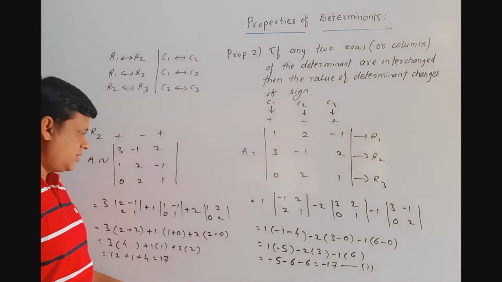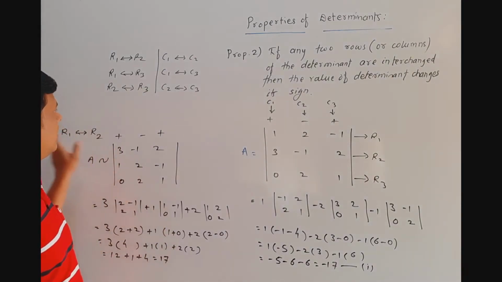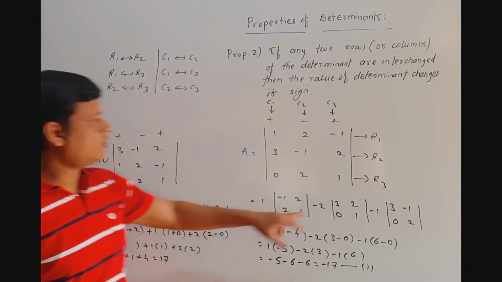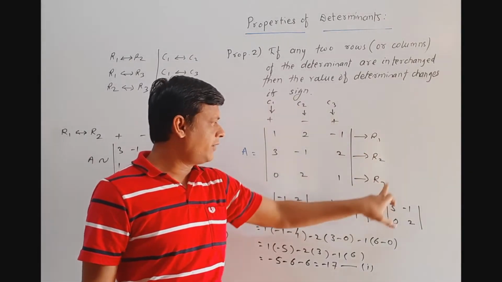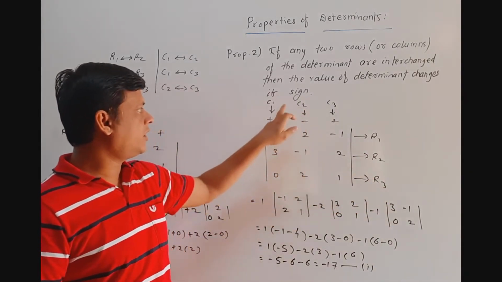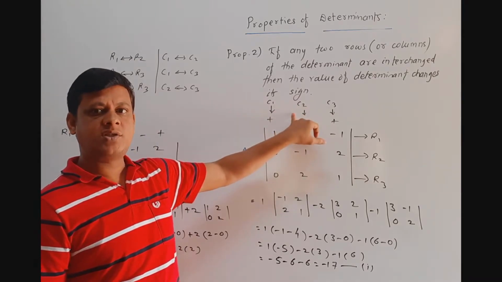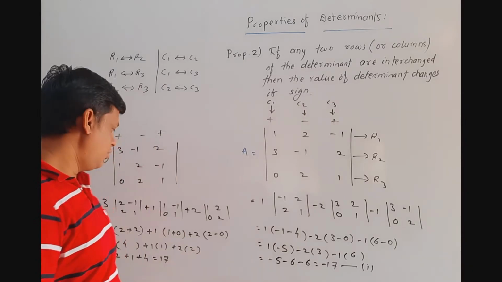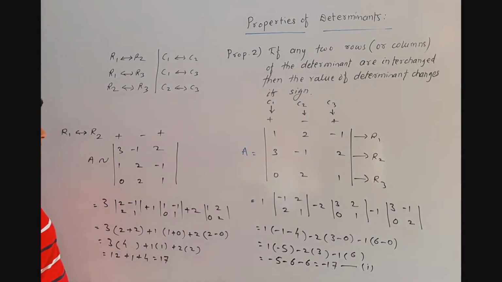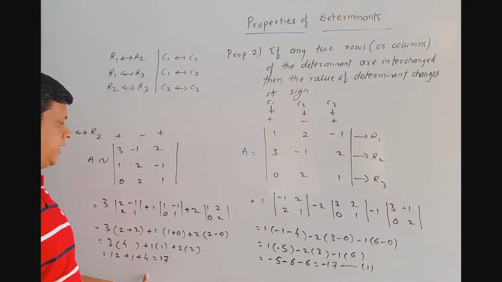So similarly you can check for the interchange of R2 with R3 or R1 with R3, or you can check for the column interchange C1 with C2, C1 with C3, or C2 with C3. You will get the same value, that is plus 17, for interchange of any two rows or interchange of any two columns.